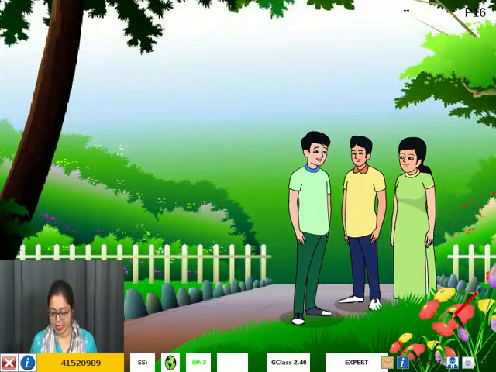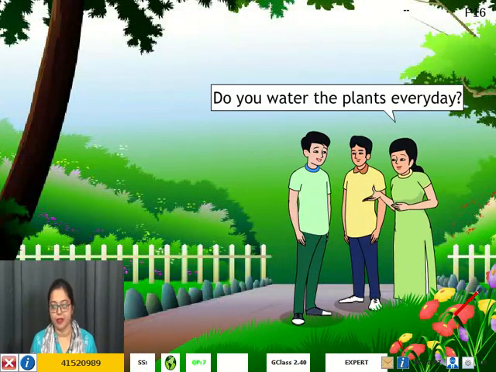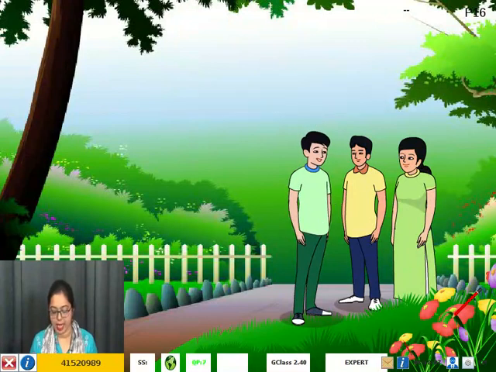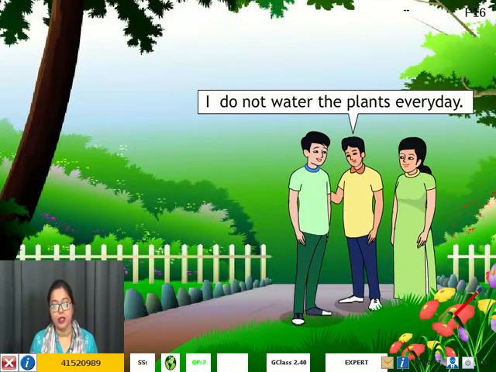So now you can see something coming up on the screen. You can see three friends. Do you water the plants every day? She's asking a question to her friend. I water the plants every day. So have a look at the sentences carefully. I do not water the plants every day. So one was asking, do you water the plants every day? Then one person said that I water the plants every day. Another one is saying that I do not water the plants every day.